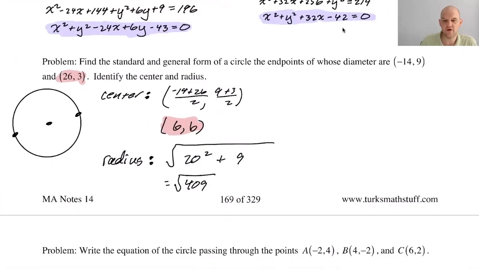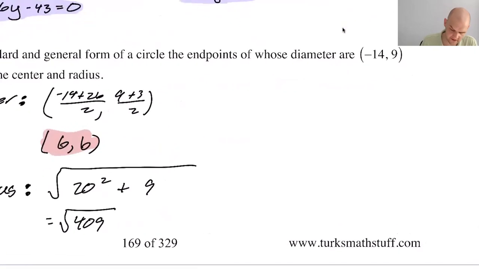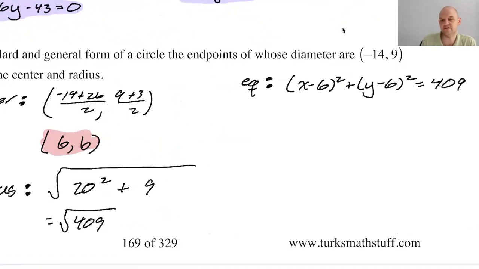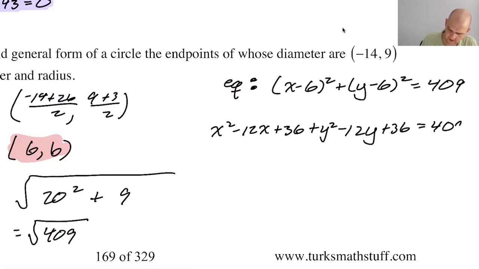Okay, so I'm ready to write the standard form, because standard form is the best. So equation, standard form: (x - 6)² + (y - 6)² = 409. Because don't forget, you've got to square the radius. That's one of the biggest mistakes I see. Let's expand. That'll be fun. x² - 12x + 36 + y² - 12y + 36 = 409.